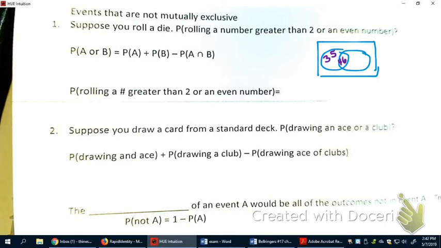Okay? And what are some other even numbers that aren't included? 2. We're doing a die, so it can't be above 6. So 2 is the only one. So greater than 2 would be 3, 4, 5, and 6.